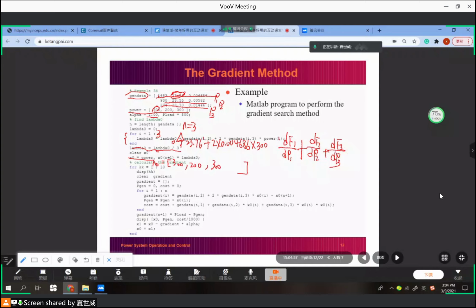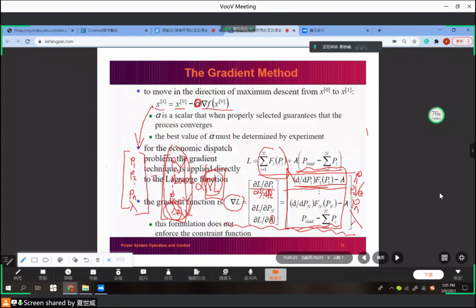Next, x0 n plus 1. What's n? n equals 3. So that means x0 4, the fourth element of x0, equals lambda 0. What's lambda 0? You have calculated it here. So this is lambda 0 here. So for x0, this is p1, p2, p3, and lambda 0. You see, we have already prepared this part: P10, P20, Pn0, and lambda 0.